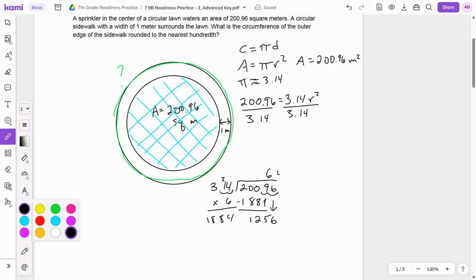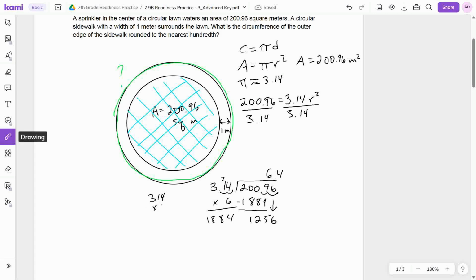I'm going to go with 4. So let's go 314 times 4. That's 16, and that's going to be 4, 5. That's 12. Look at that, 1256. All right, so 64 equals r squared. All right, so I can take the square root of both sides, and since we're dealing with an actual shape, we can just take the positive root. R equals 8 meters. Now, how does that help us?